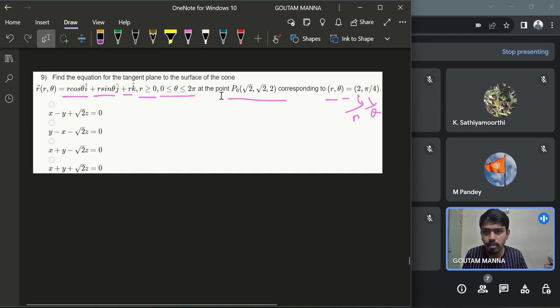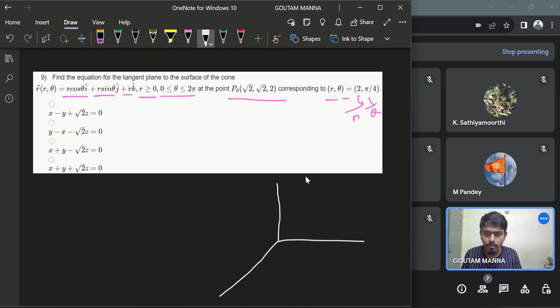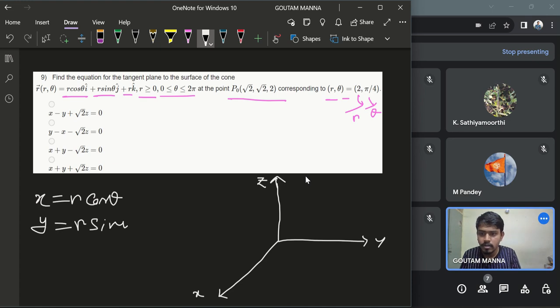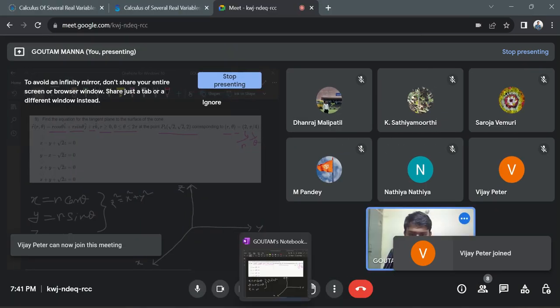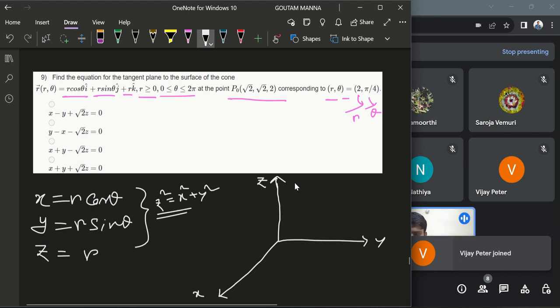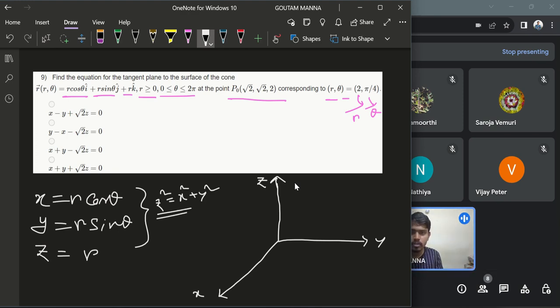Okay, so first let me draw the cone. The x coordinate is r cos theta, the y coordinate is r sin theta, and the z coordinate is r. So basically its equation will be z squared equals x squared plus y squared. This means that as z increases, x squared plus y squared will increase. This is how the cone will look.